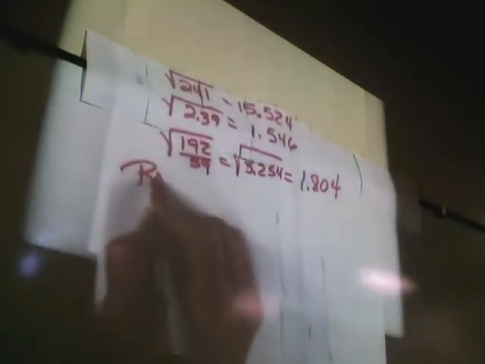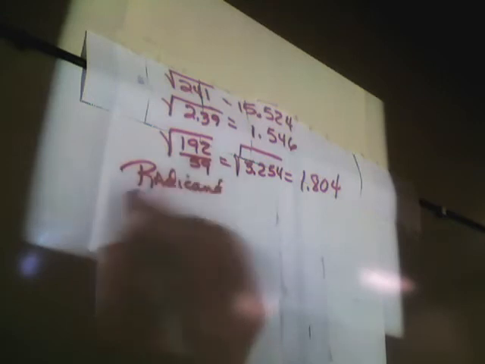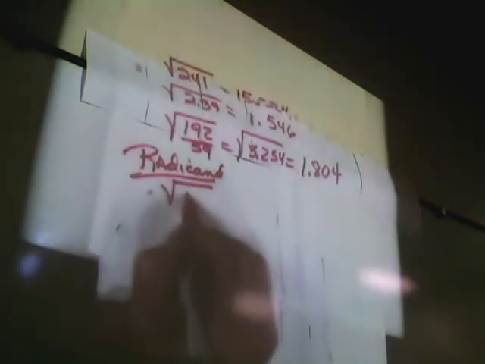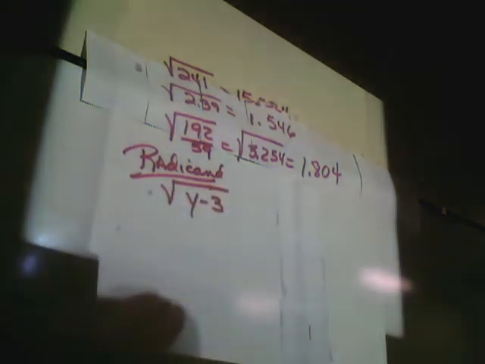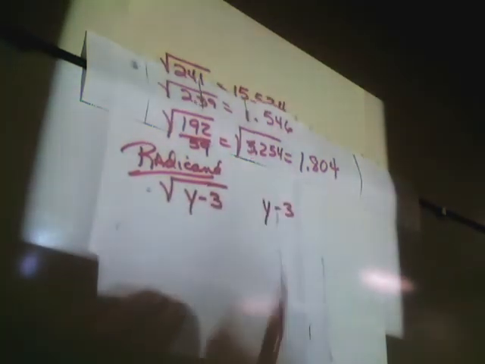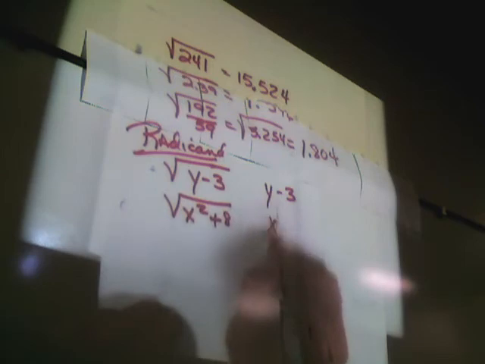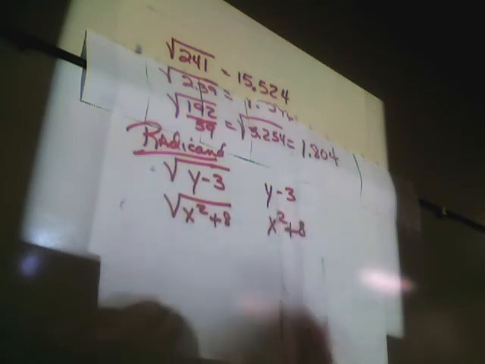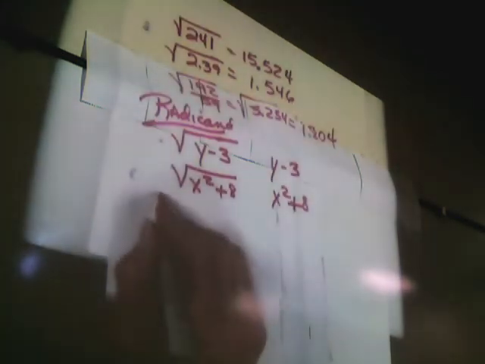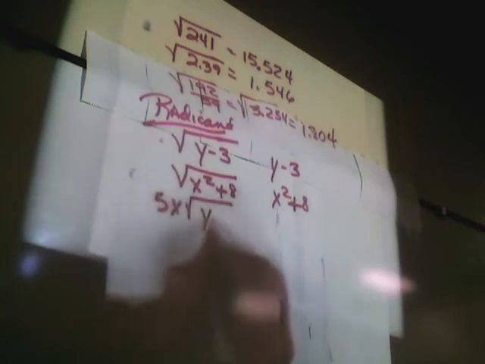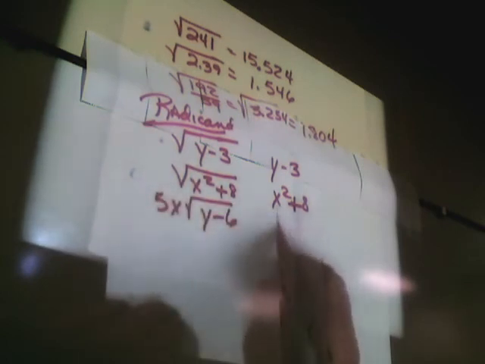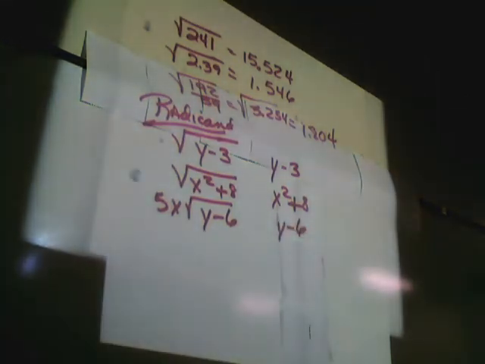Now back to some we did at the beginning. Identify the radicand. Square root of y minus 3. What is the radicand? Y minus 3. What's the radicand of square root of x squared plus 8? X squared plus 8. How about 5x square root of y minus 6? What's the radicand? Y minus 6. See, I went back to giving you some easier problems.